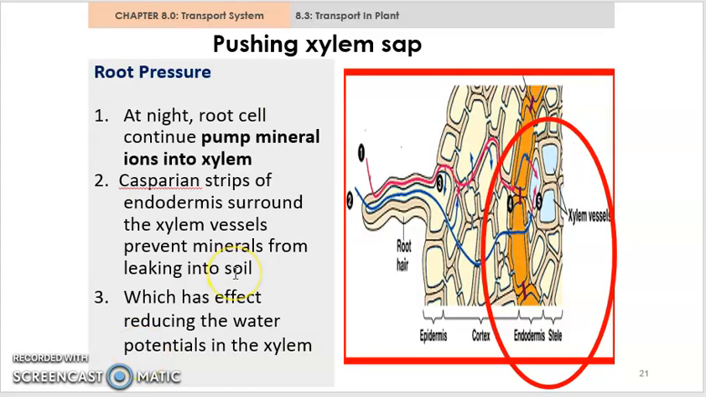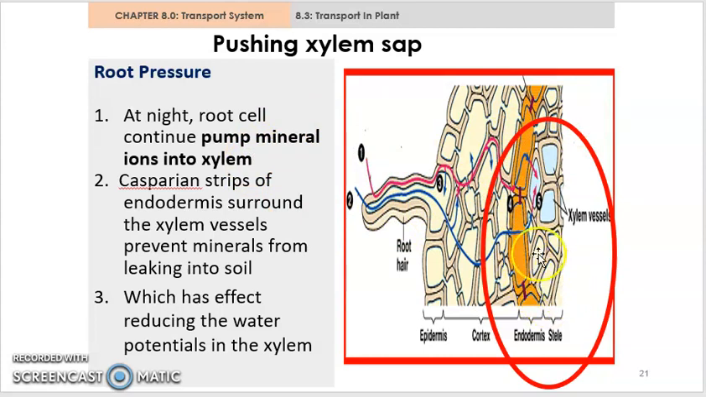Okay, so kita tengok dari segi dia punya proses. So untuk root pressure, at night root cells continue to pump mineral ions into xylem. Maksudnya macam yang kita dah discuss sebelum ni, what happens to the mineral ions and also water, it will be transported into the xylem. Okay, so maksudnya pada waktu malam juga root cells will continue to pump mineral ions into the xylem.